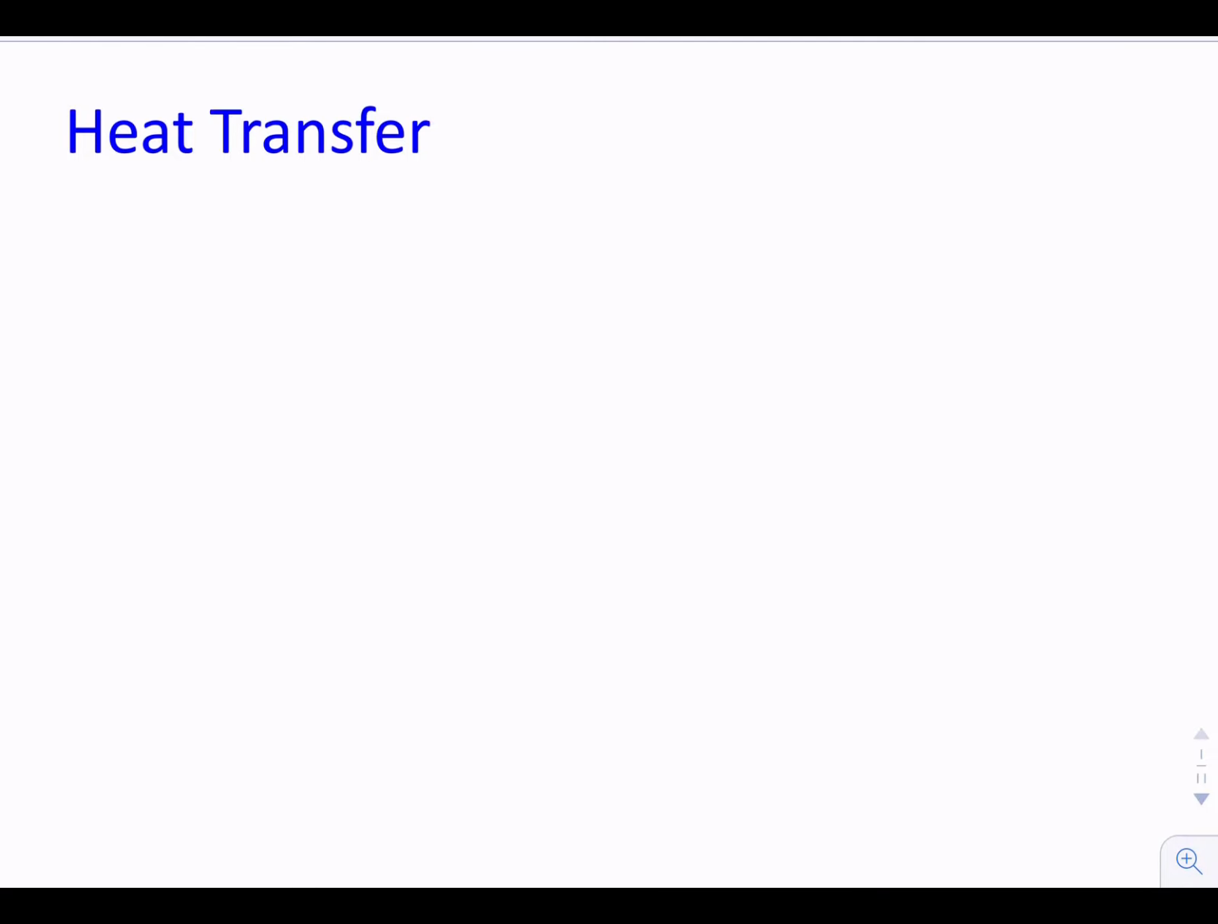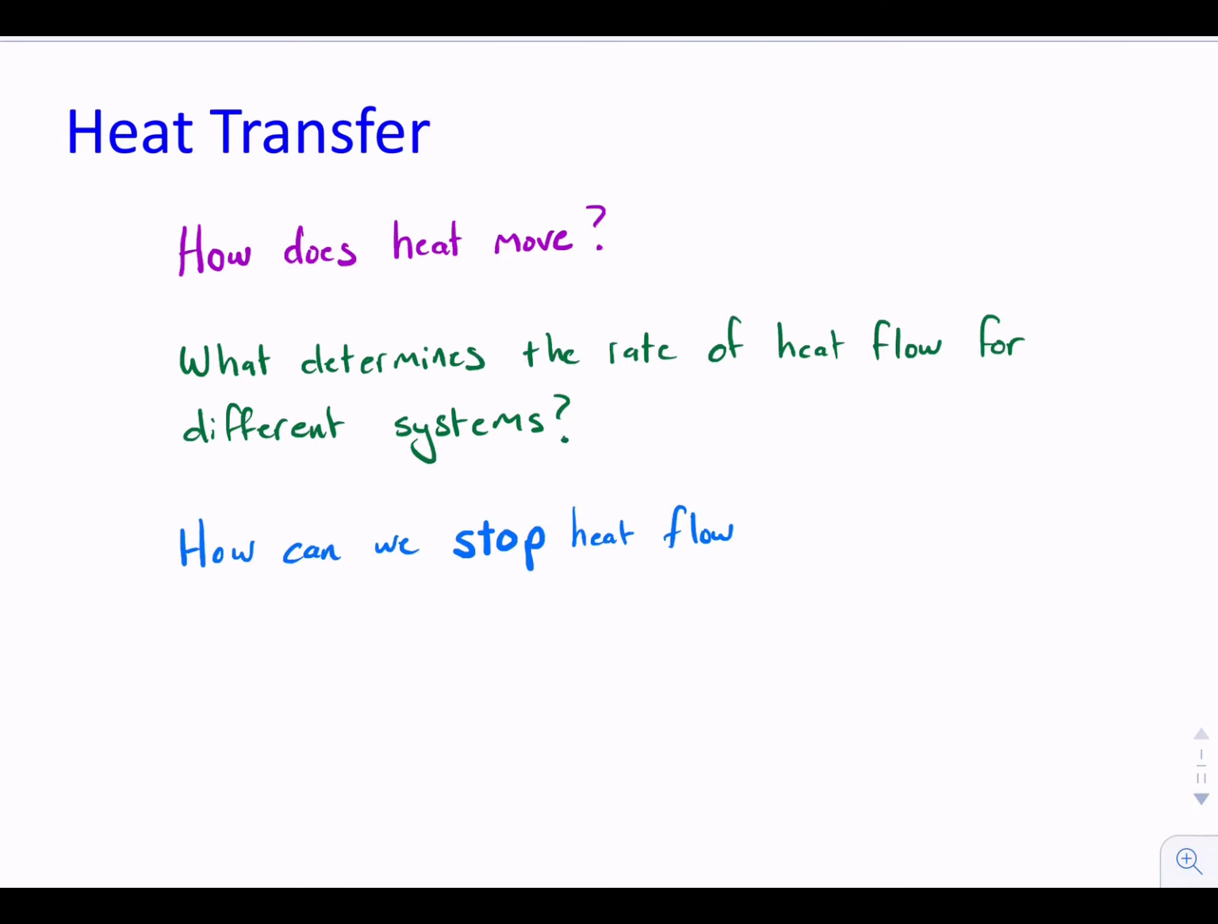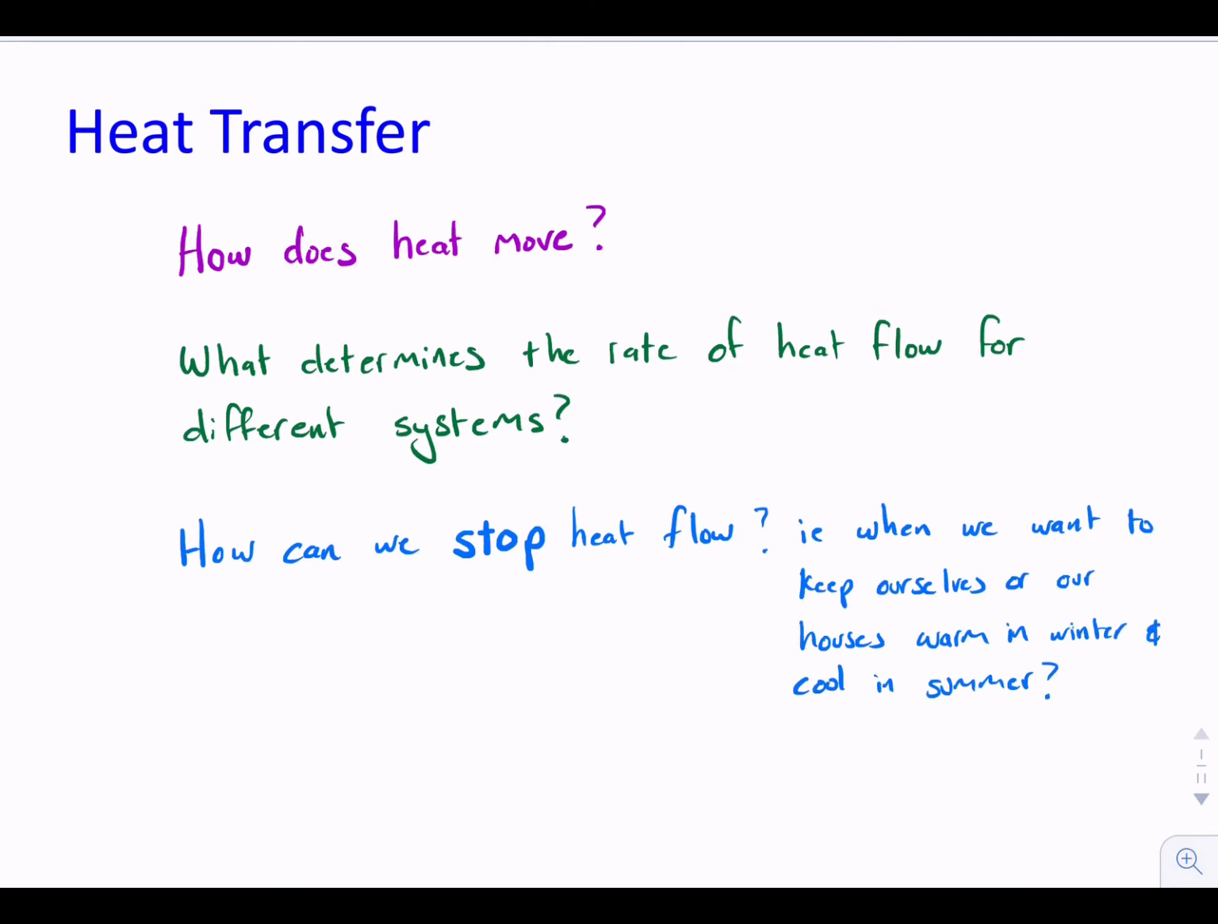In this last series of videos in our study of heat and diffusion, we'll be talking about heat transfer. We'll be asking, how does heat move? And what determines the rate of heat flow for different systems? This is relevant when we try to consider how we can stop heat flow, i.e. when we want to keep ourselves warm or our houses warm in winter or cool in summer.